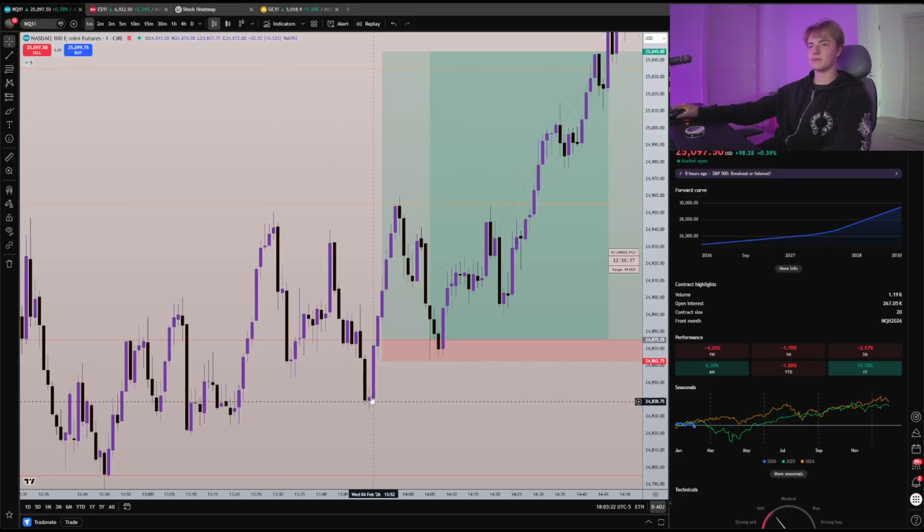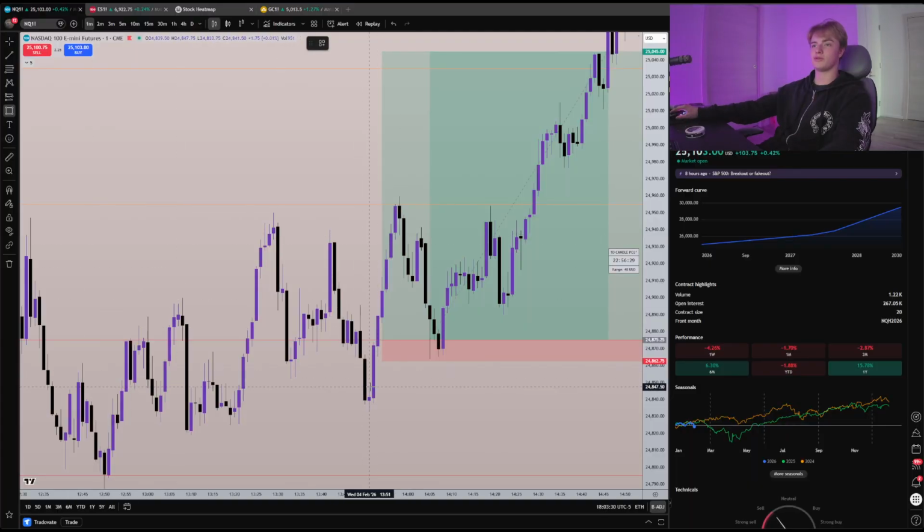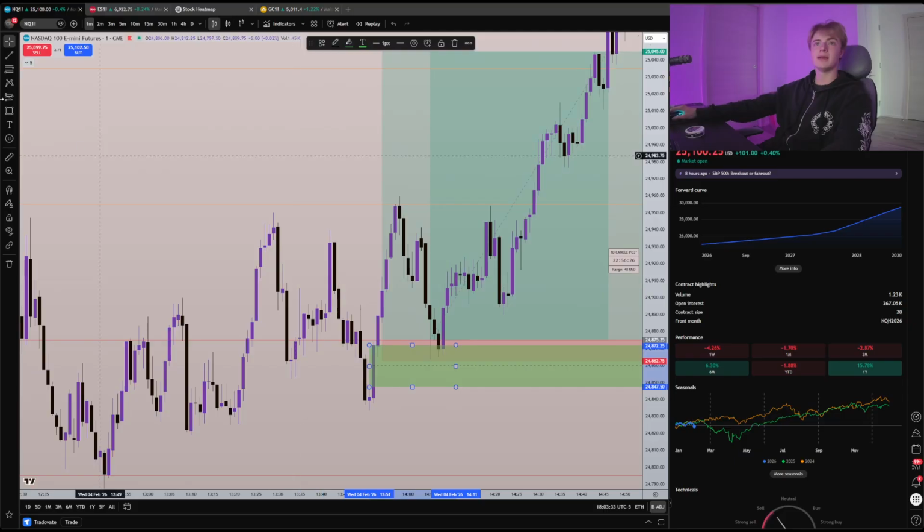So, oops, I thought I put the... Is it not Alt-Shift-R? That's literally what I'm hitting. I don't know why the rectangle tool abbreviation is not working right now.